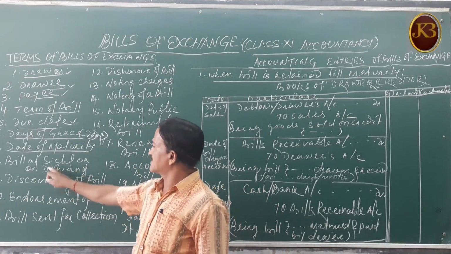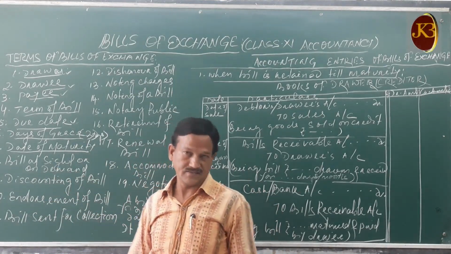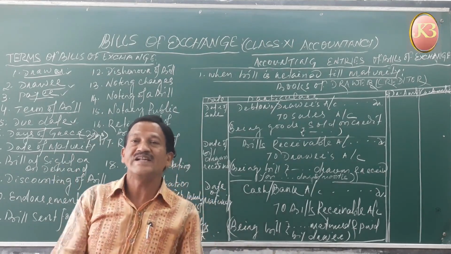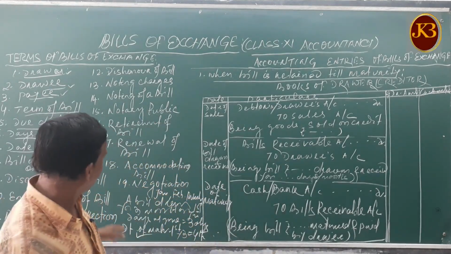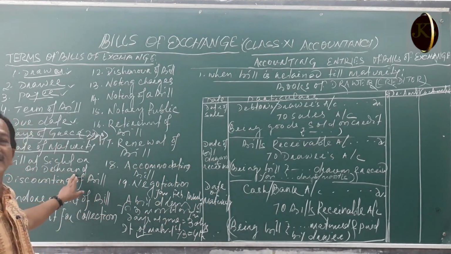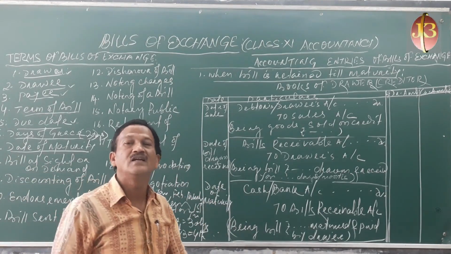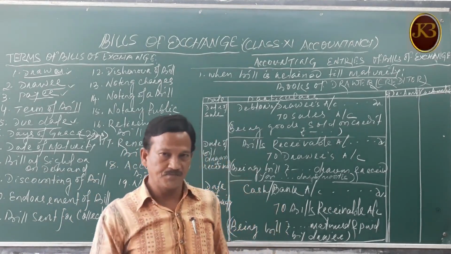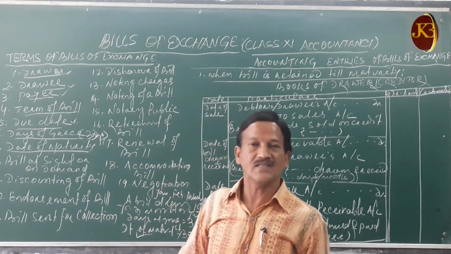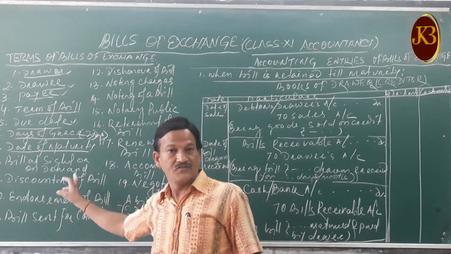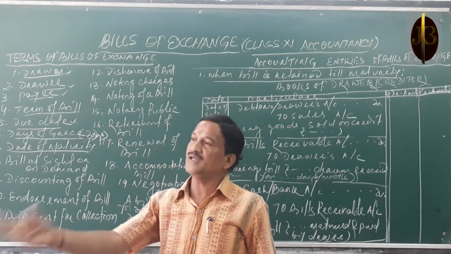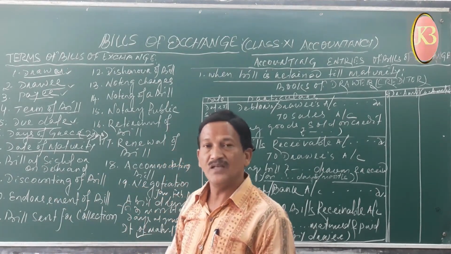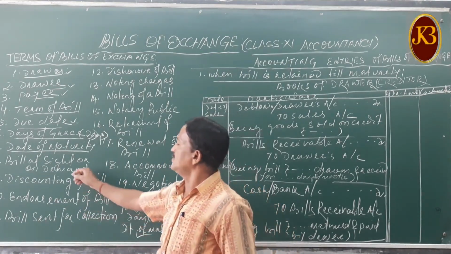Then bill at sight or on demand. That means the bill which does not need any date for the payment is called a bill at sight or on demand. The bill is drawn today and paid today. For example, we issued a check. A check is a bill at sight, payable on demand. Today we issued the check, today the person got the payment. So that is a bill at sight or on demand.